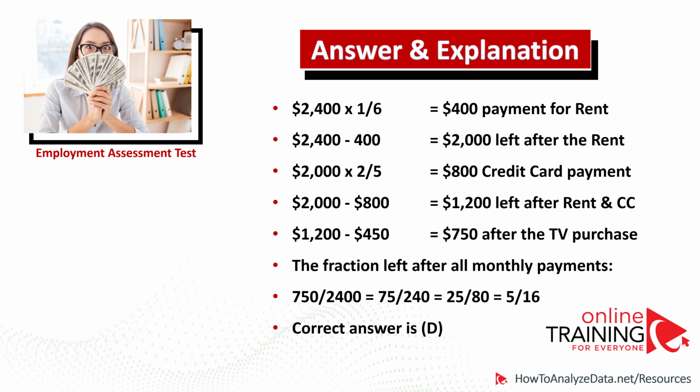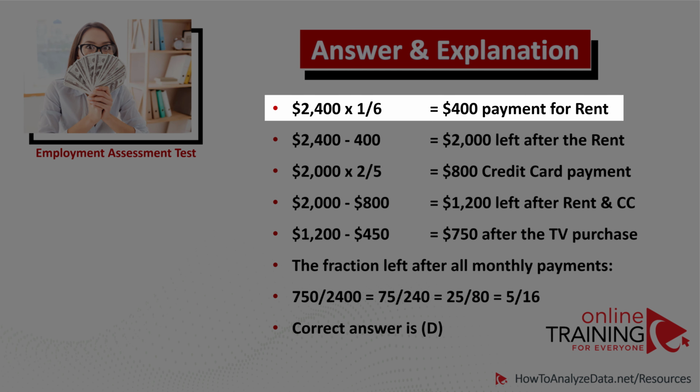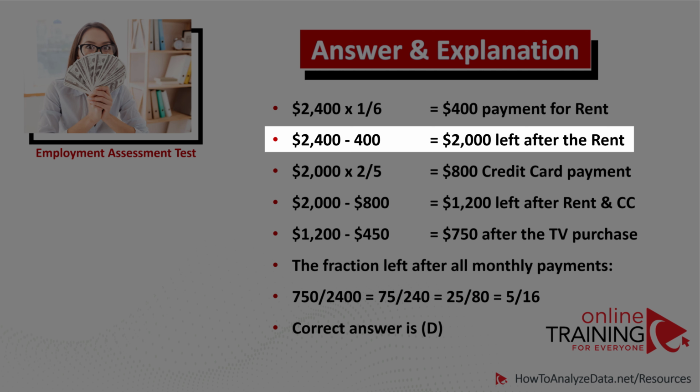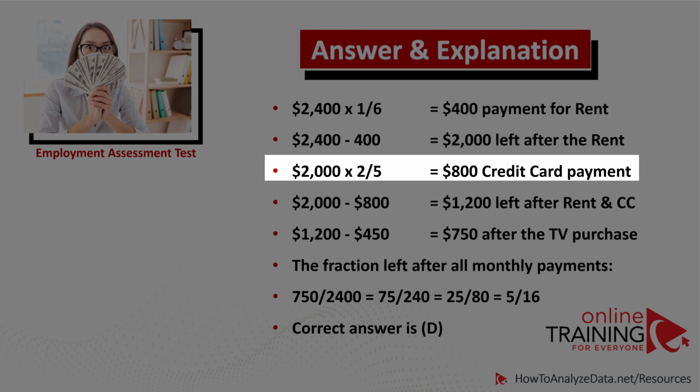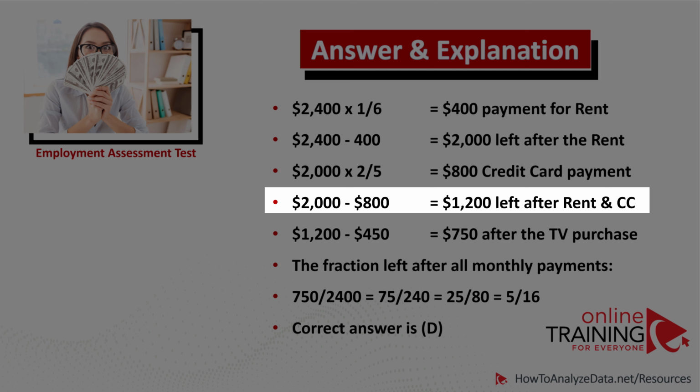Calculations involved need to be done in multiple steps. In step 1, we need to calculate the amount N paid for the rent, which is calculated as original amount $2,400 multiplied by 1/6, and is an equivalent of $400. In step 2, we need to calculate the balance after N paid for the rent. We will calculate it by subtracting $400 from $2,400, and the amount left would be $2,000. In the next step, we need to calculate the amount paid to the credit card, which is calculated as $2,000 multiplied by 2/5, and is an equivalent of $800. After both rent and credit card payment have been made, the amount left in the bank is $1,200, which is calculated as $2,000 minus $800.